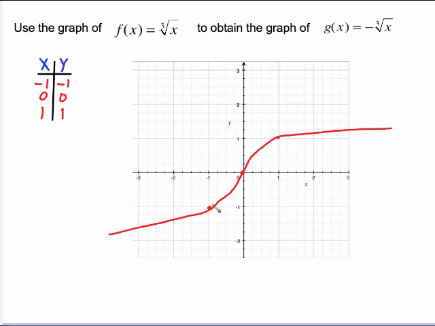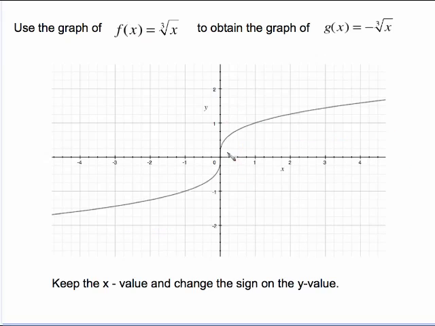To do this, instead of using my sloppy little graph, here's the nice graph, here's the points, I'm going to keep the x value and just change the signs on the y value. So this y value is 0, it stays 0. That y value is 1, it goes to negative 1. That y value here looks like it's 1.5, so it's going to go down here to negative 1.5 about. Over here, this y value is negative 1, it's going to flip up here to positive 1.